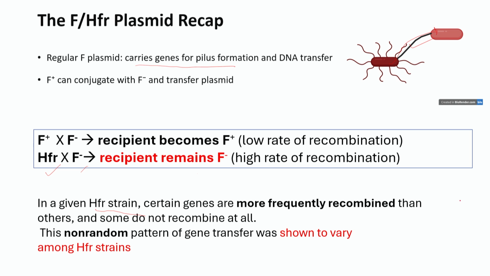Using this quality of these HFR strains, that the F factor can get integrated into the bacterial genome at different places, you can use different HFR strains to map the bacterial genome. And the other important point that I mentioned, and I'll discuss in detail today, is that these transfers are usually non-random, right? The gene transfer was shown to vary from one HFR to another HFR, but it is always directional, right? So what does that mean?